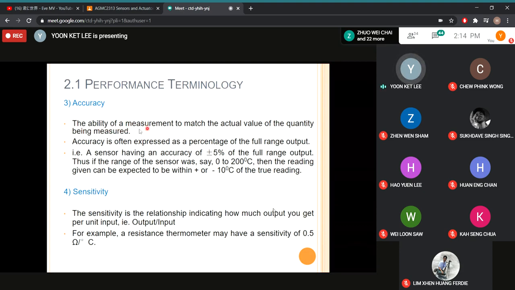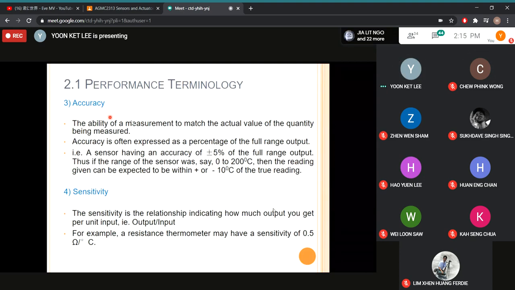Accuracy is the ability of measurements to match the actual value of the quantity being measured. For example, accuracy is often expressed as a percentage of the full range output. Say a sensor has an accuracy of plus or minus 5% of the full range. When we have a full range of 0 to 200 degrees, then the accuracy will be plus or minus 10 degrees. Can you get me? For this one, plus or minus 10 degrees, the accuracy is 5%.